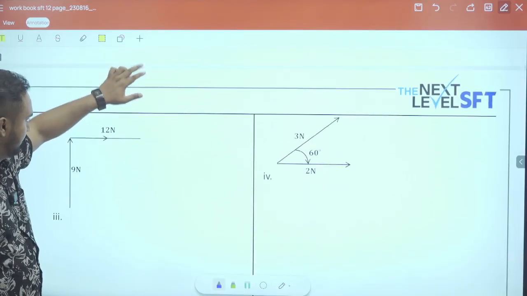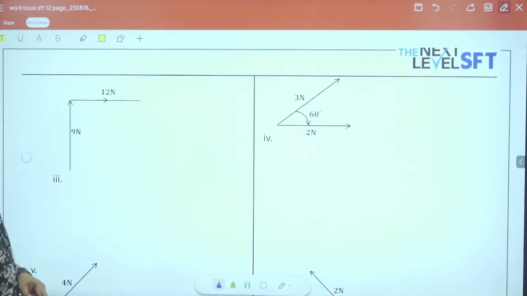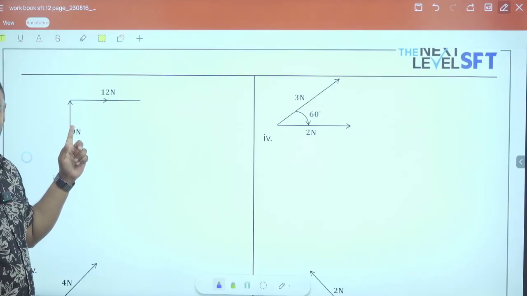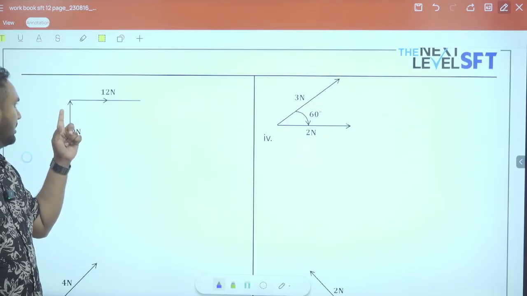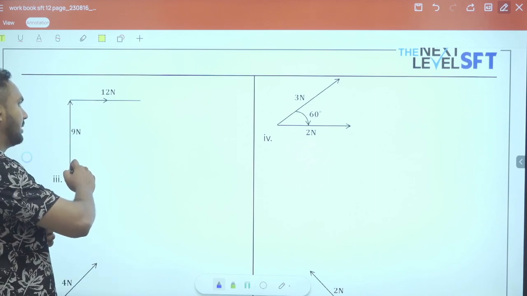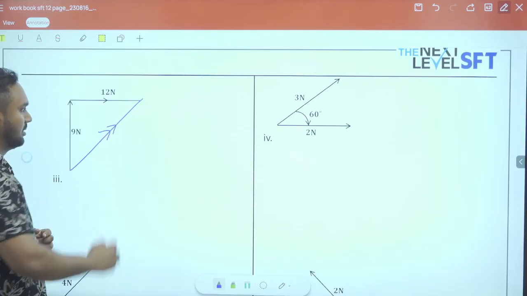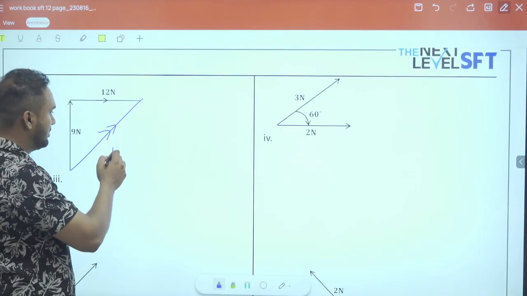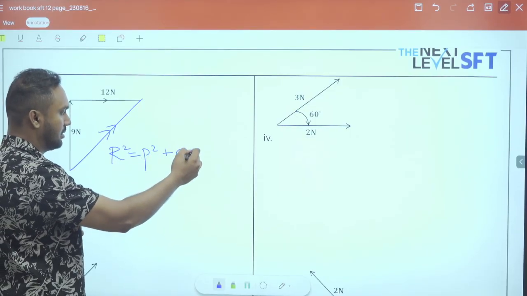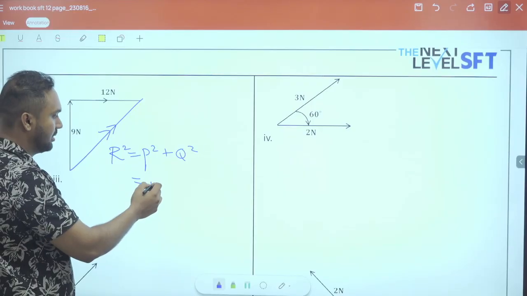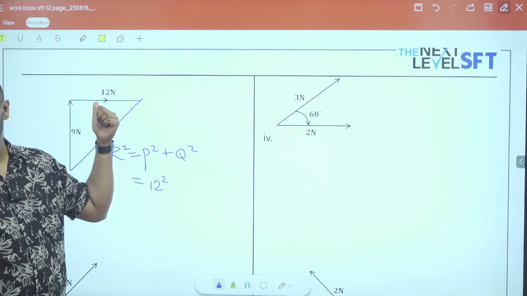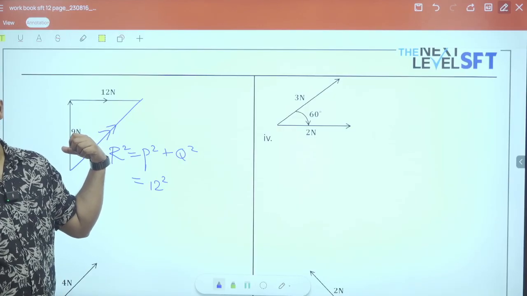Now come to this one, right? So two of the forces are acting perpendicular but the directions are different, like the previous one. Forces are acting head to tail, right? Head to tail. So the resultant should be from tail to head, like this. And the resultant's value is R square equals P square plus Q square. Now P is 12 square. Usually we take the P for the x-axis and the Q for the y-axis.